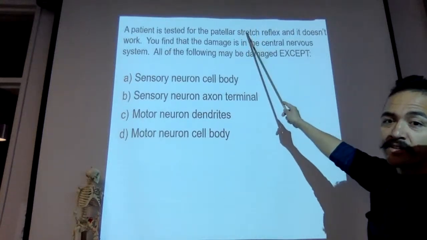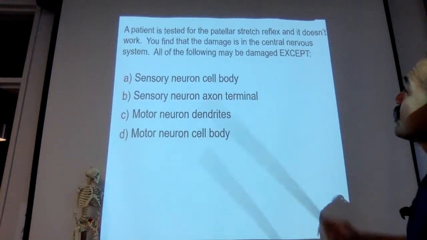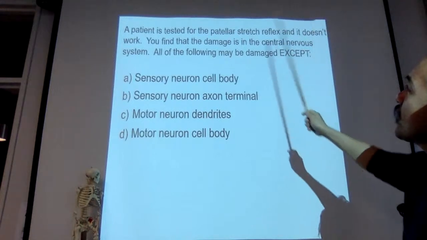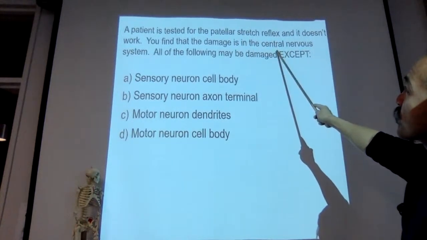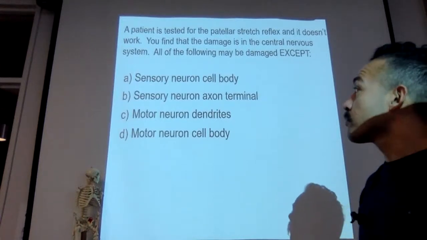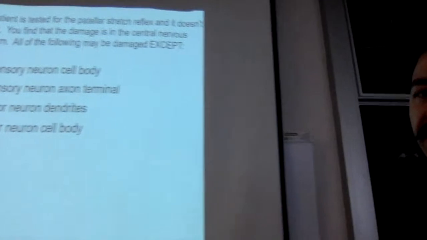Okay, so we're trying to do the patellar stretch reflex where you're tapping the tendon. Well, the patellar ligament, which stretches the tendon, the quadriceps tendon. The damage is in the central nervous system. So which of these things are not in the central nervous system?